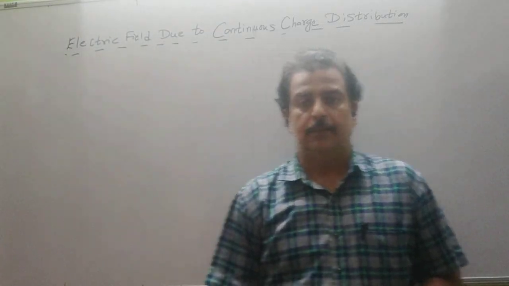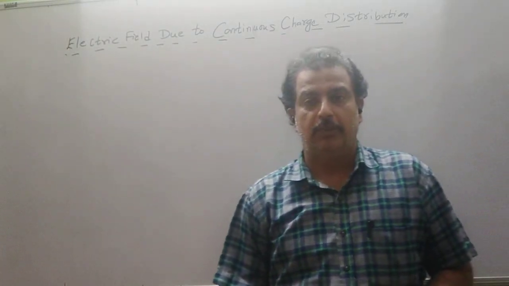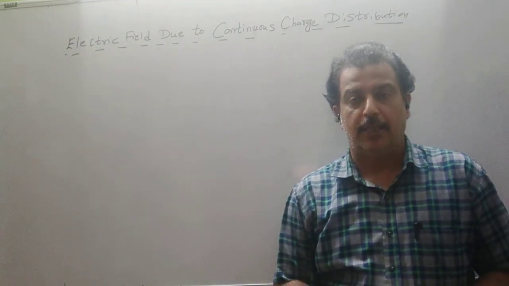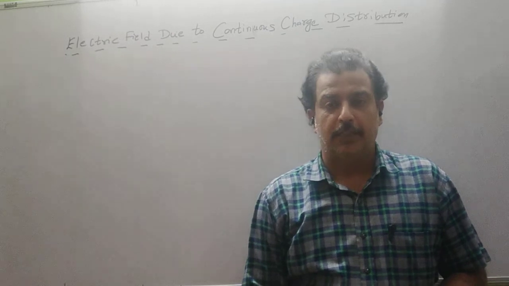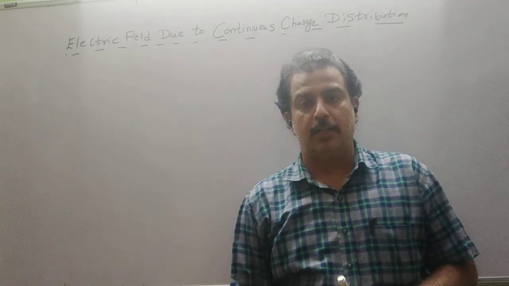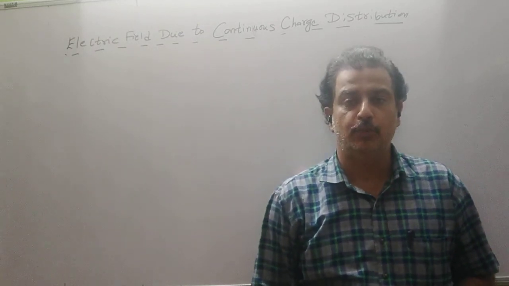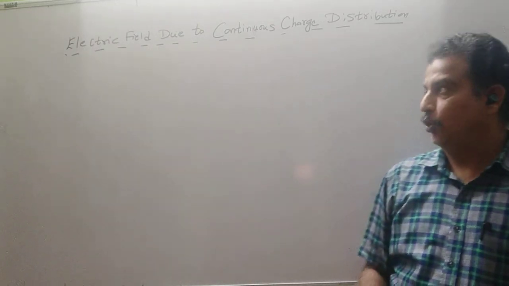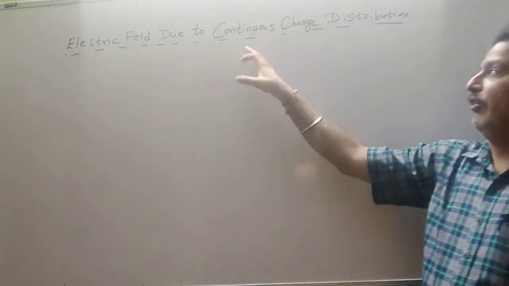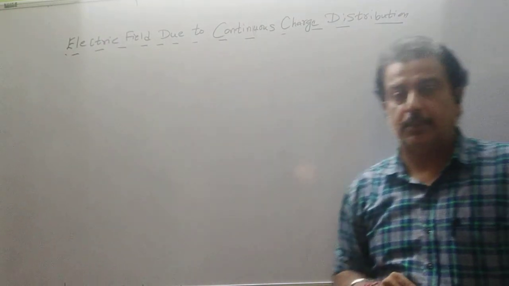Hello students. In the last lecture we have studied about the continuous charge distribution, and as you know, the continuous charge distribution were of three types: the linear charge distribution, surface charge distribution and volume charge distribution. Now we will find out the electric field due to continuous charge distribution.